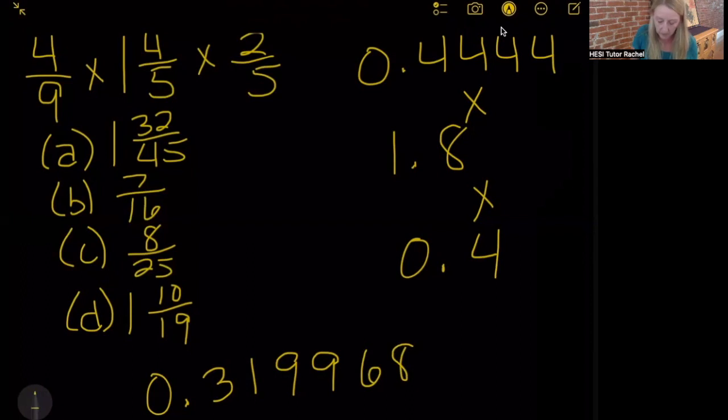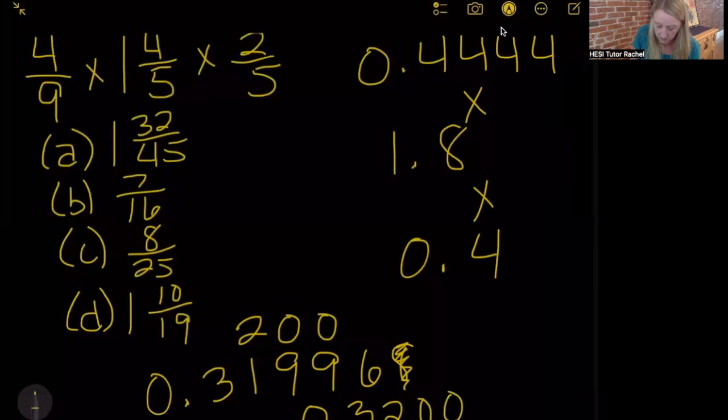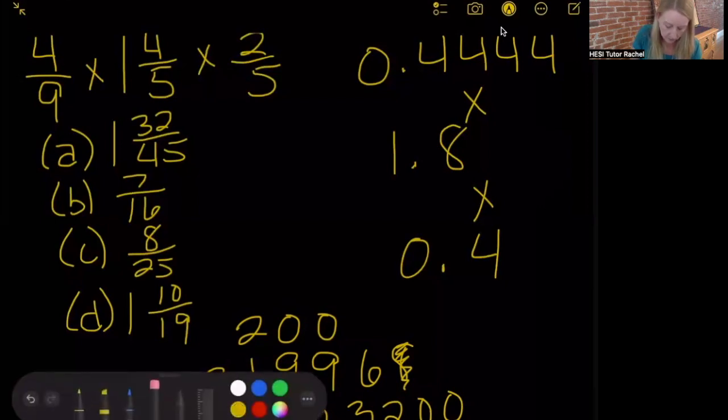And so when we round, we don't need to pay attention to the 8, but the 6 is going to knock the 9 up to a 0, which is then going to knock that next 9 up to a 0, which is going to knock that next number up to a 2. So this is actually 0.3200. If I lost you there, it's okay, because if you used more than 4 decimal places, it's actually not a problem.